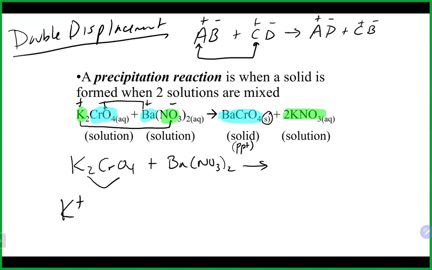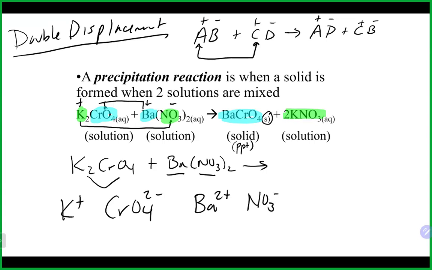The 2 means you have not one, but 2 of them. Chromate is CrO4 2 minus, which is a polyatomic ion. Over here, this is barium nitrate. Barium is group 2, which is Ba plus 2. And nitrate is NO3 minus.